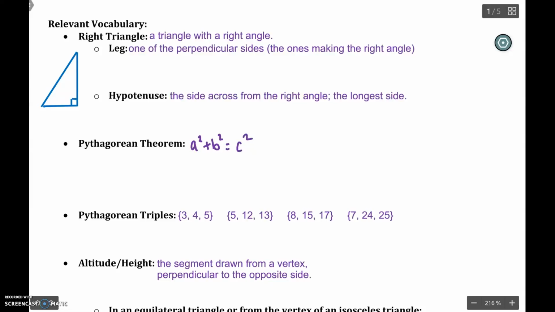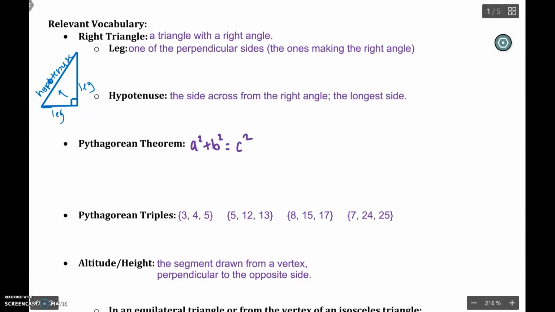We have the two sides that are perpendicular and actually form the right angle. Those are called legs. And then we have the side across from the right angle, which is also the longest side, and that's called the hypotenuse. So the hypotenuse is the goal, what we're trying to find to begin with the Pythagorean theorem. We can also use it to find one of the missing legs.